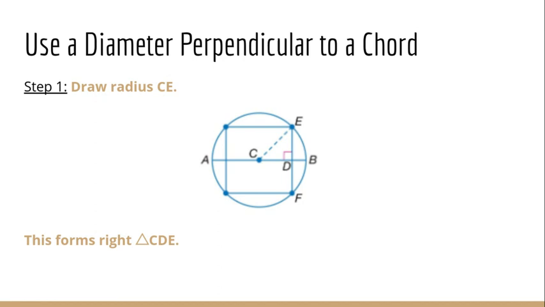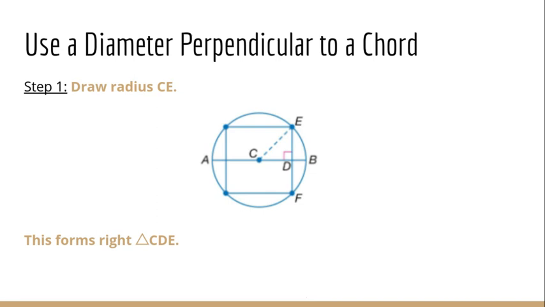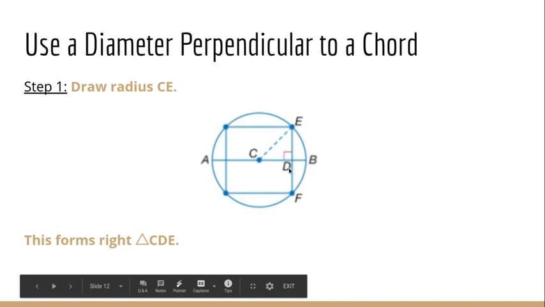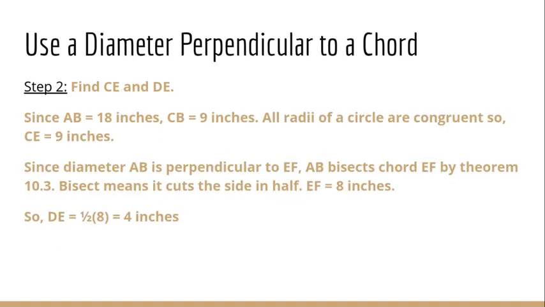So we have a radius CE, and this right here forms a right triangle in our square, triangle CDE. So that's our first step to solving. We want to solve for CD. So if we make this a right triangle, we know what our radius is because we know what our diameter is. And now we can go ahead and solve and find ED because we know what EF is. And then we can continue to solve for CD. But we're getting ahead of ourselves a little bit. The first step is to make a radius. So our radius here is CE.